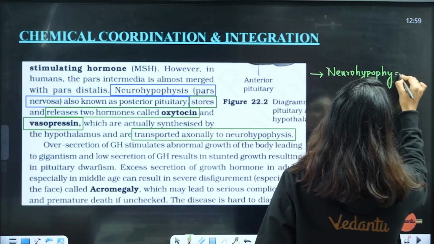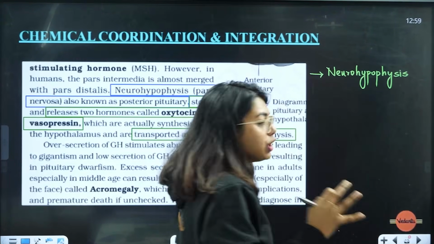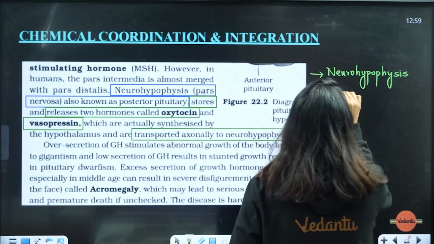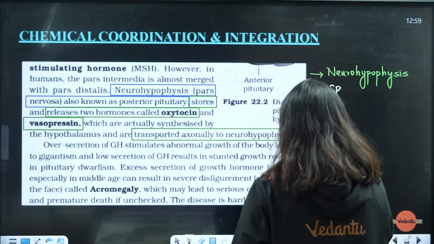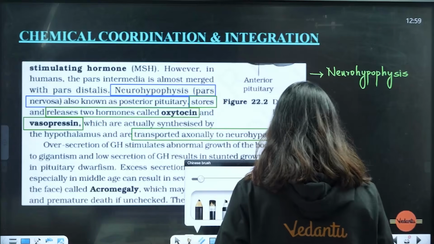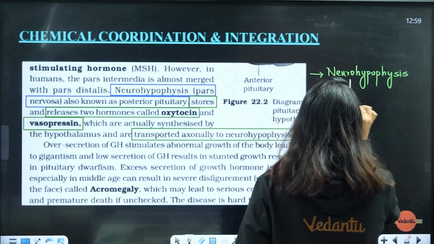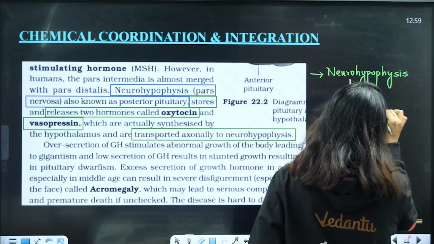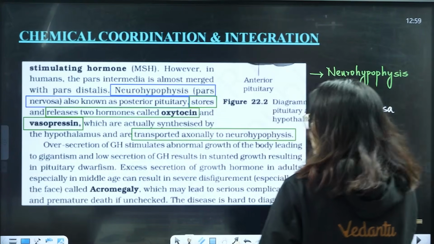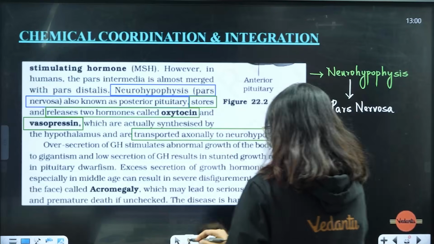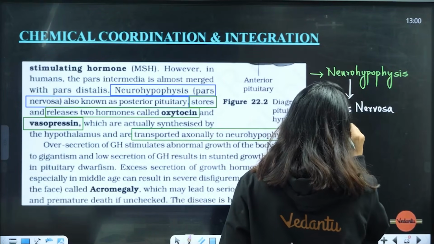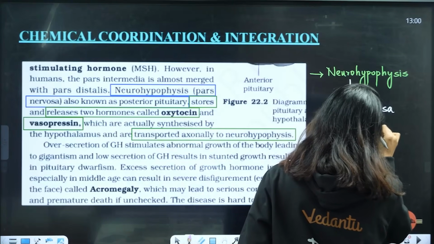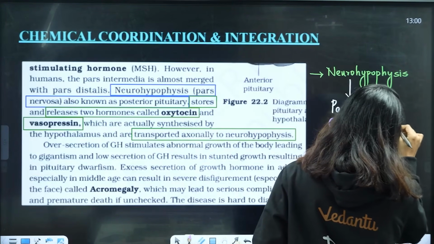Neurohypophysis. Neurohypophysis is also called what? Sorry, not neurohypophysis, it's a region, okay? Then this has a partition which is called pars nervosa, okay? Nervosa. Sometimes we'll write neurosa, but it is nervosa, okay? And this pars nervosa is all called your posterior pituitary.